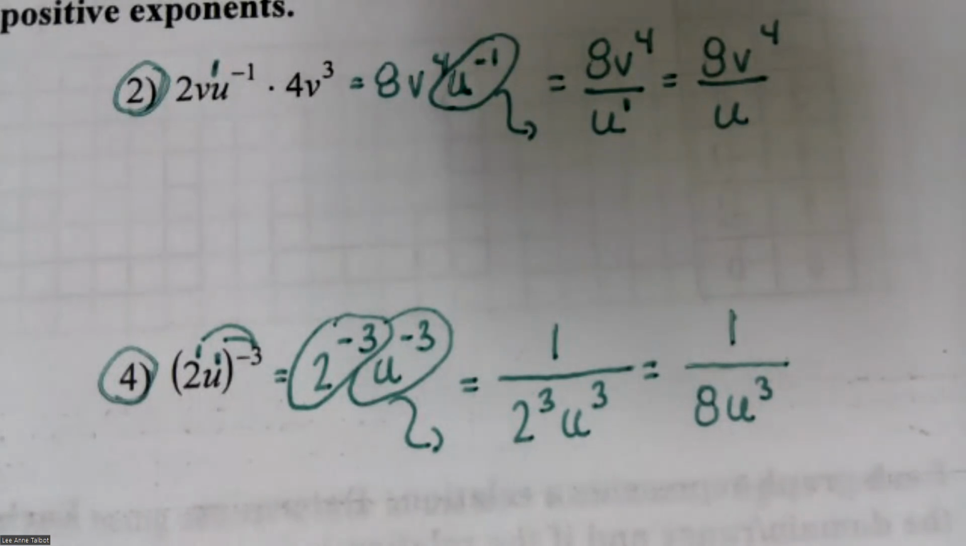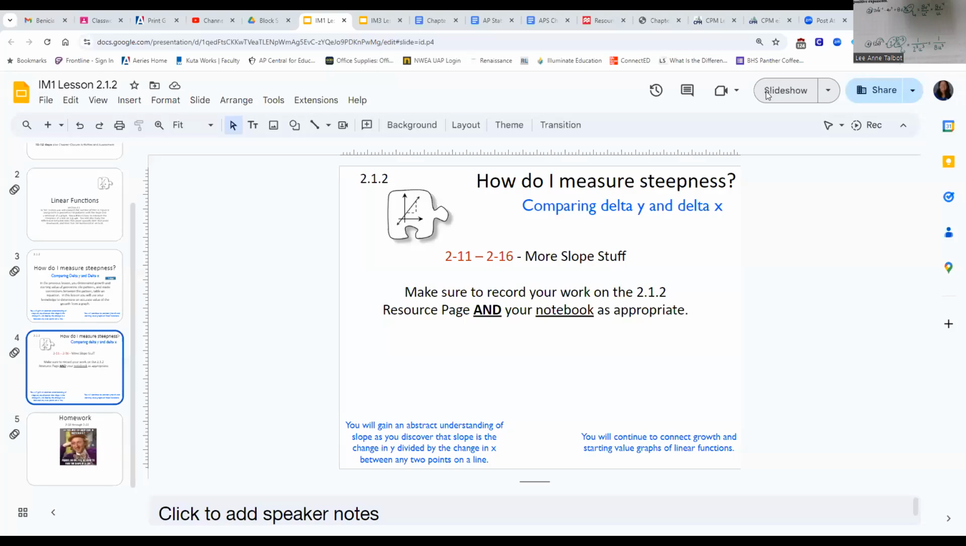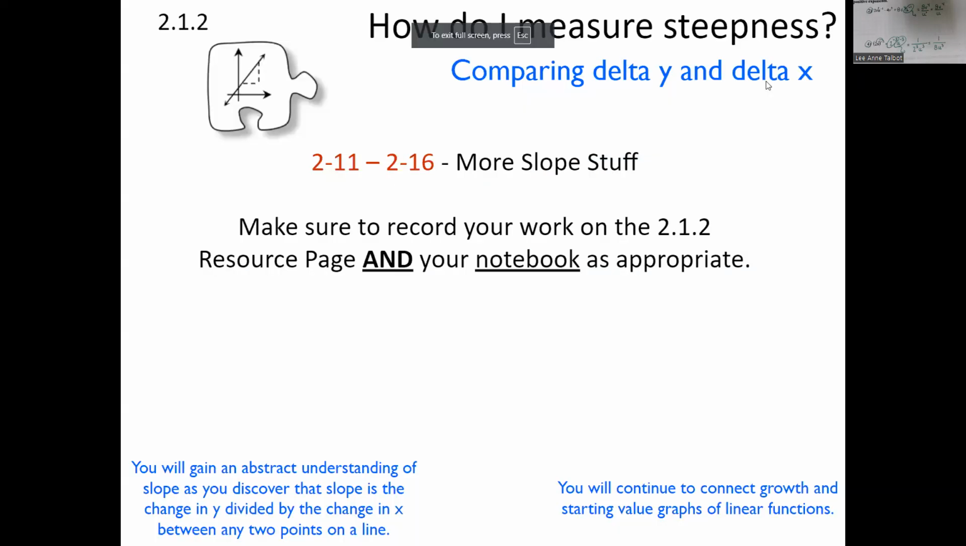Okay. Luckily, if you look down the page there, we have more practice of this coming up. Today we are doing problems 11 through 16. There's a resource page and you need your notebook. So find the resource page. It's right after the tile pattern one we just did. It's got like triangles and graphs and whatnot.